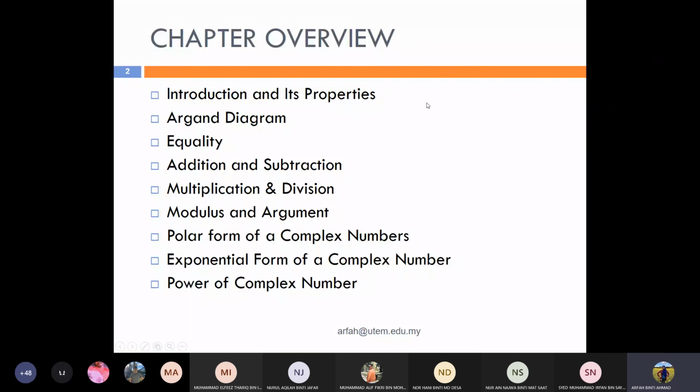Okay. So chapter overview, what you are going to learn in this chapter, basically today we are going to take a look into the introduction and its properties, and then we have the Argand diagram, the equality of a complex number, the operation of the complex number which involve addition and subtraction, multiplication and division, and then we have the modulus and argument, and the last three parts will be the polar form of a complex number, the exponential form of a complex number, and the last one will be the power of complex number.